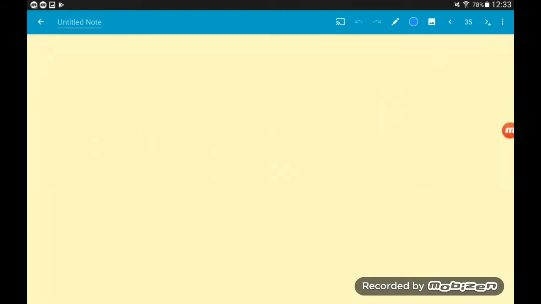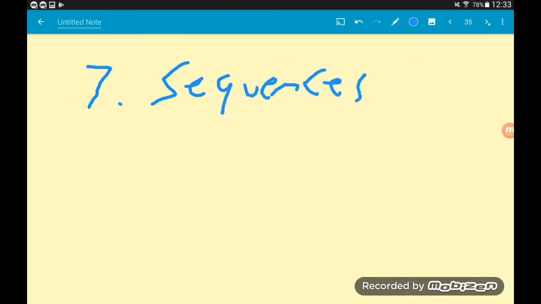For number 7, we're going to go for sequences. There's lots we can do with sequences. There's lots of different sequences: we've got arithmetic, geometric, quadratic, Fibonacci. We can find nth terms. We can find pattern numbers. All sorts of things. Loads of videos on this. Search out my playlist called sequences, funnily enough.